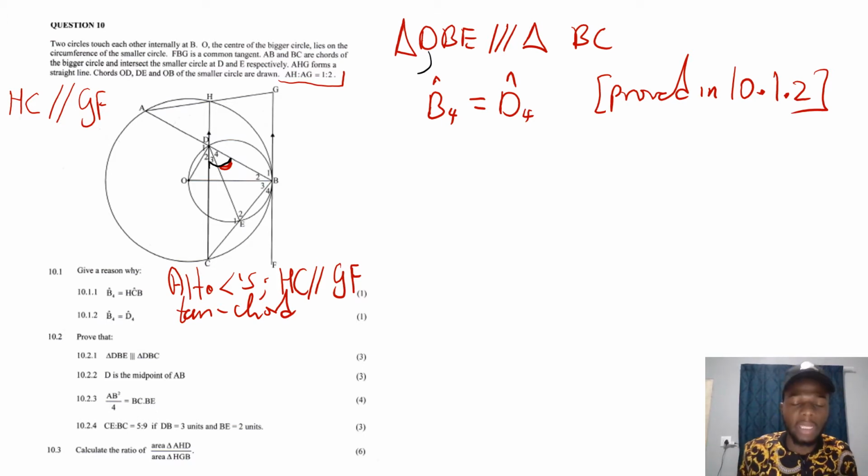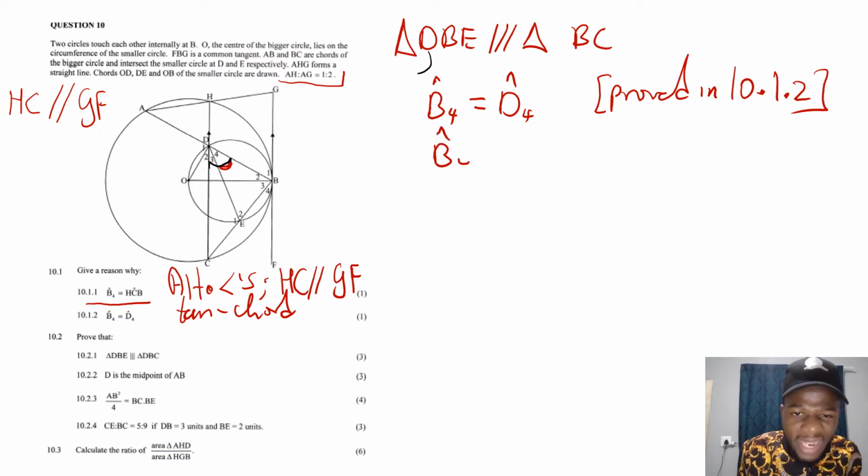I hope you remember that one. And the angle B4, is it in a triangle that we are talking about? No, it is not in the triangles that we are talking about. So let's continue. Let's find another angle which is equal to B4, and we have the information in 10.1.1.